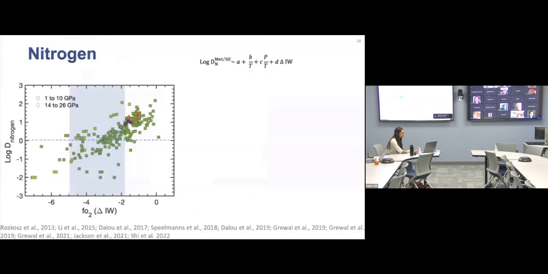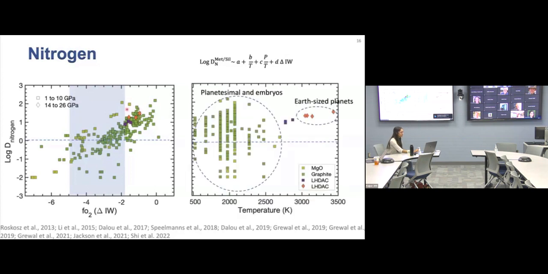So moving on to nitrogen. This is the same format as before, log partition coefficient on the y-axis, more siderophile, higher numbers, and lower numbers are less iron-loving. Most of the data are these green squares, so pressures of up to 10 GPa, and there are now a few data points at higher temperatures and pressures that are relevant to formation of the Earth's core. So it appears that nitrogen becomes more siderophile in these high pressure temperature conditions.